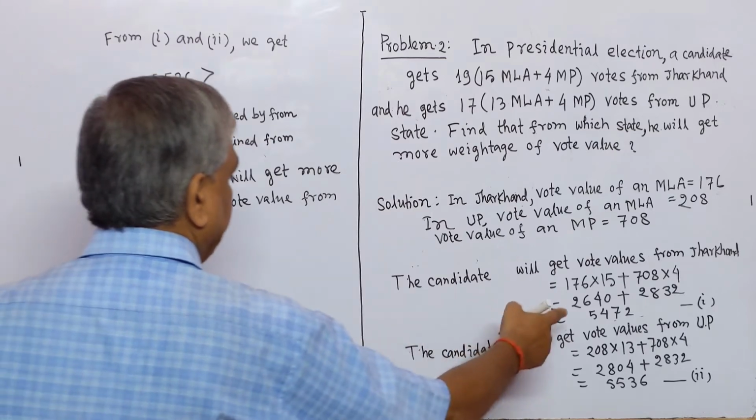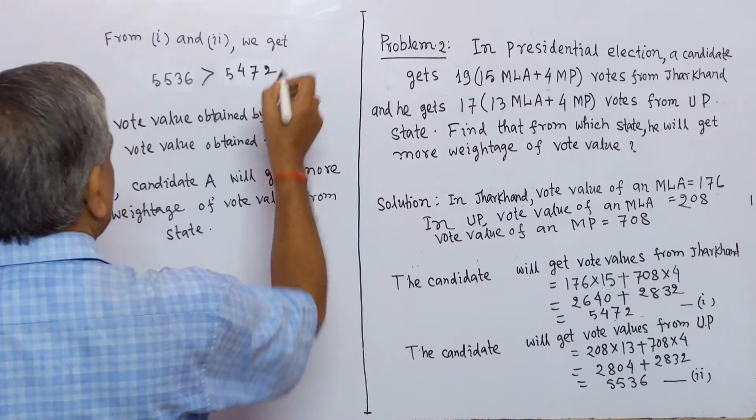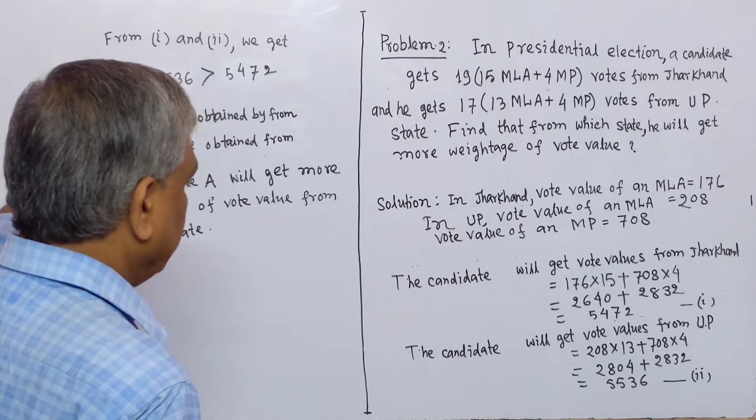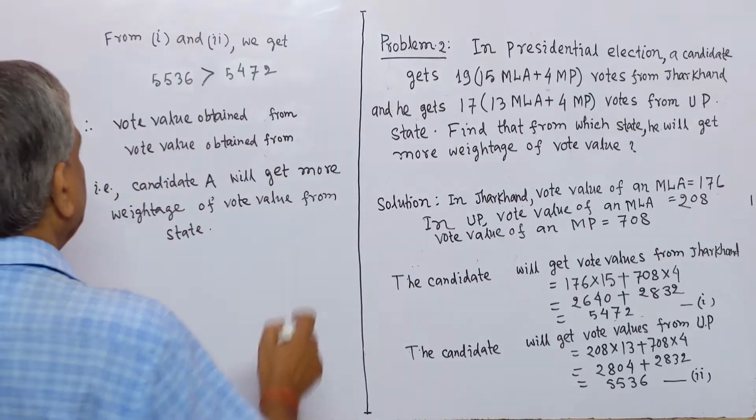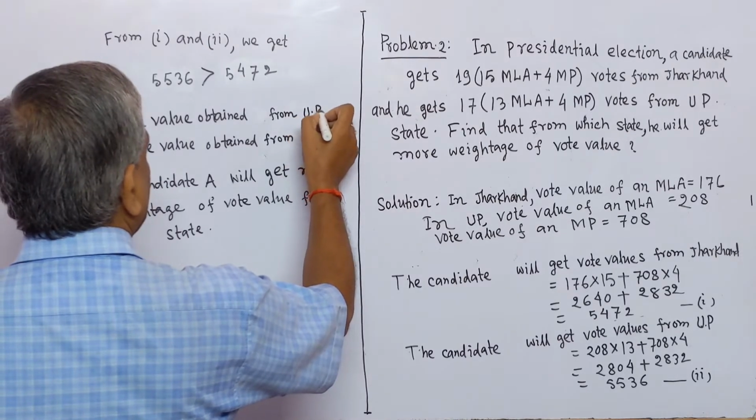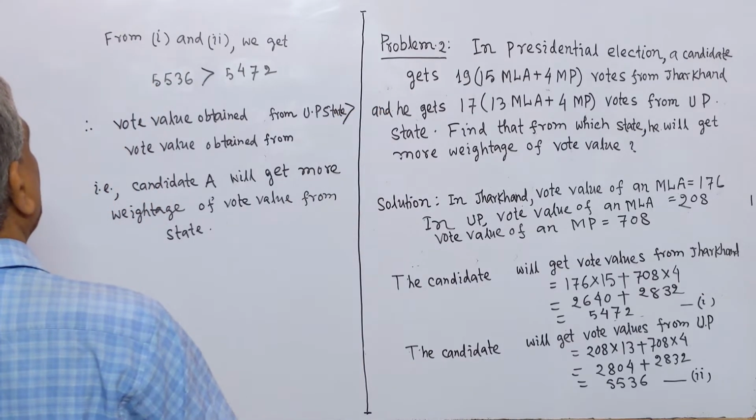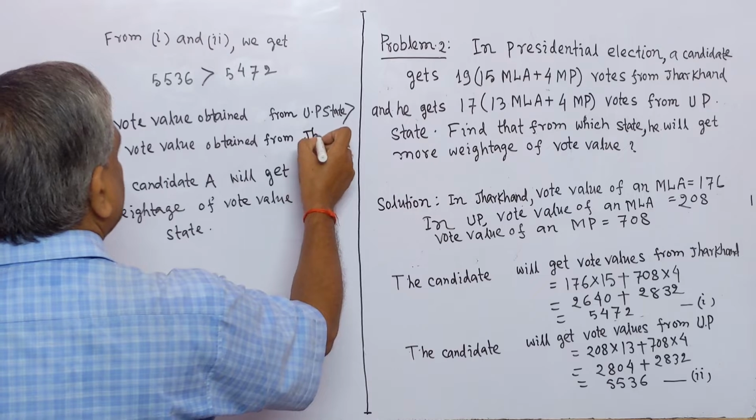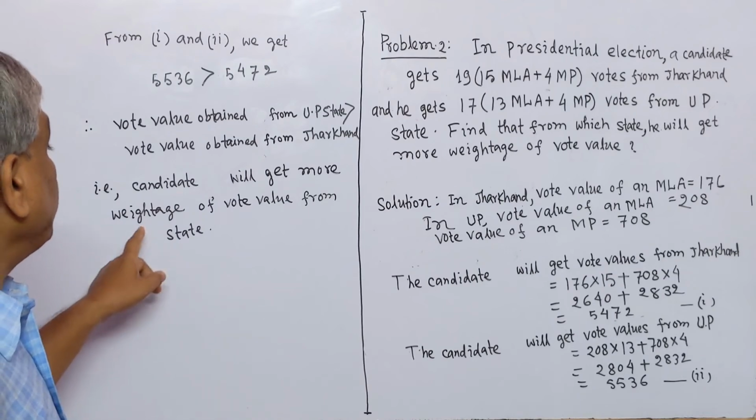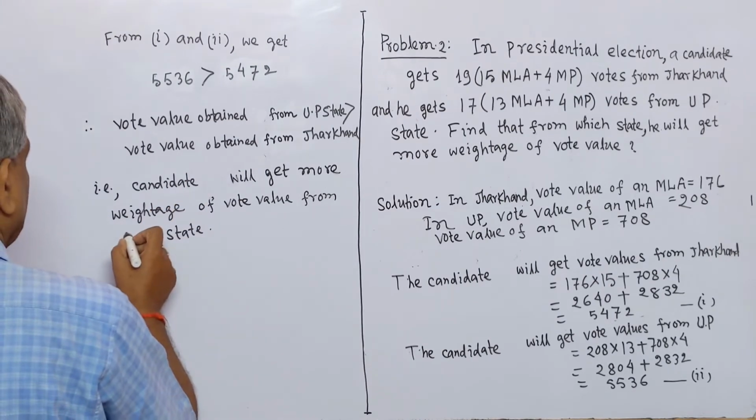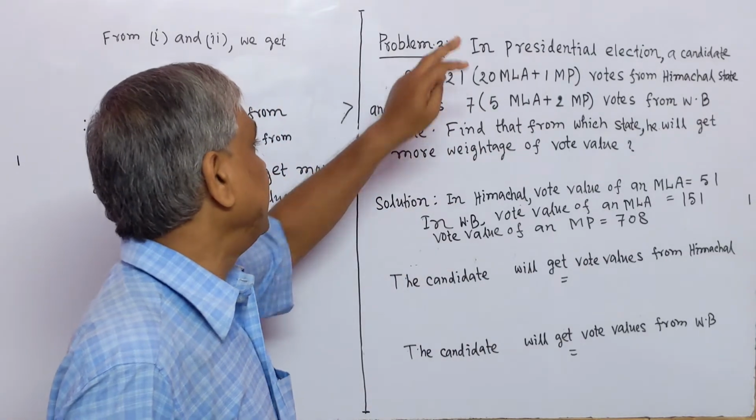5536 and here 5472, and this amount is from UP state. Therefore, vote value obtained from UP state is greater than vote value obtained from Jharkhand. Therefore, the candidate will get more weightage of vote values from UP state.